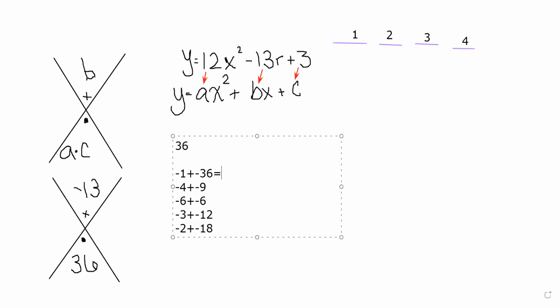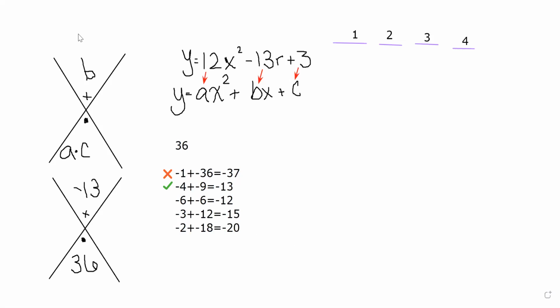So negative 1 plus negative 36 is negative 37, negative 13, negative 12, negative 15, negative 20. So negative 13, yay! And of course, none of the rest of these equal negative 13. All right. So negative 4 and negative 9.